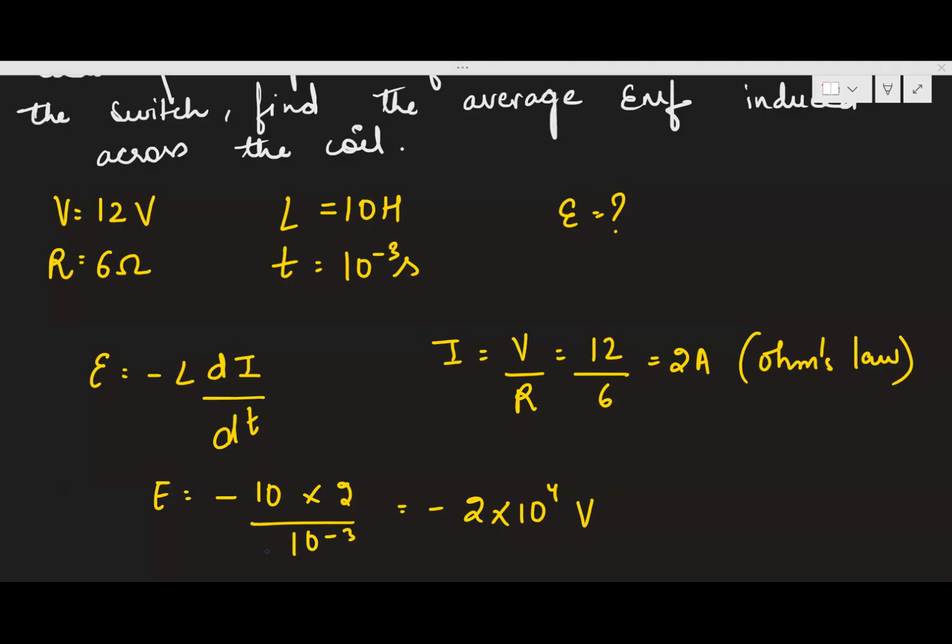Done? Yes, ma'am. Ma'am, here can we neglect the differentiation? Yeah, when time instant is given, then why differentiate it? We've discussed that earlier also in Faraday's law. The formula I've written, you can just write I by T also, or delta I by delta T.